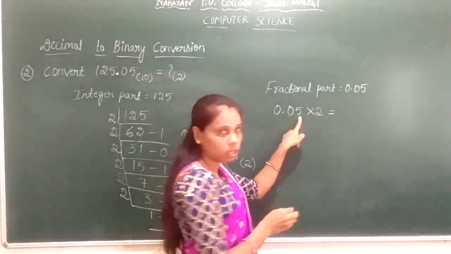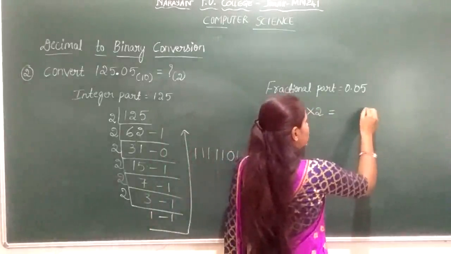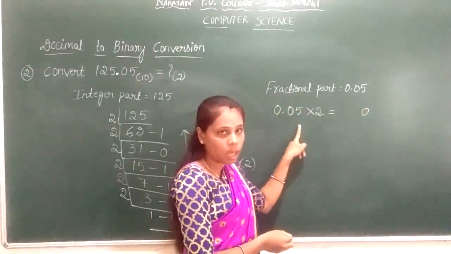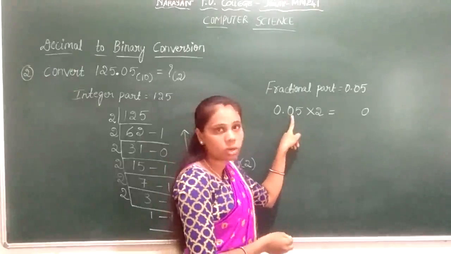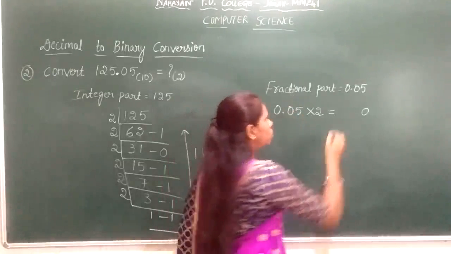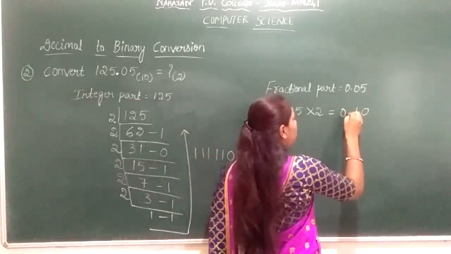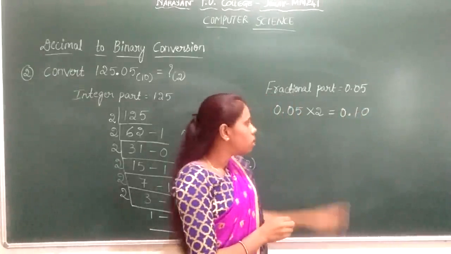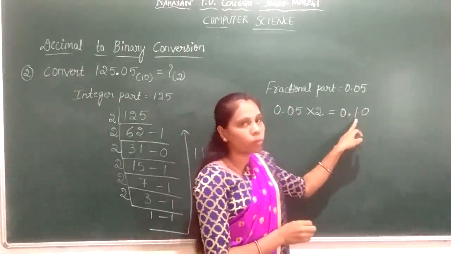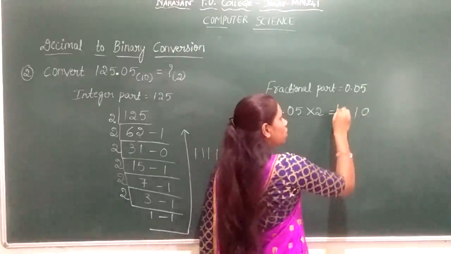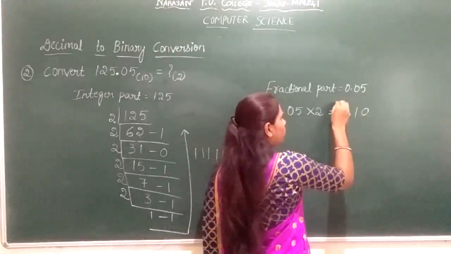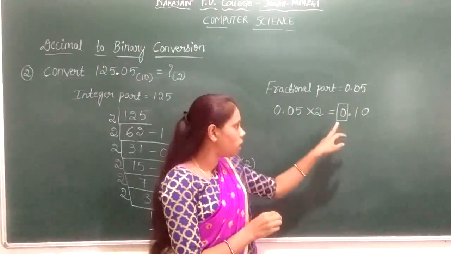2 5s are 10. So it will be 0 and 1 will be carried. Next, 2 into 0 is 0. You have 1, so it will be 1. And next, there is no carry. You should write 0.10. Now you should note down the integer part.